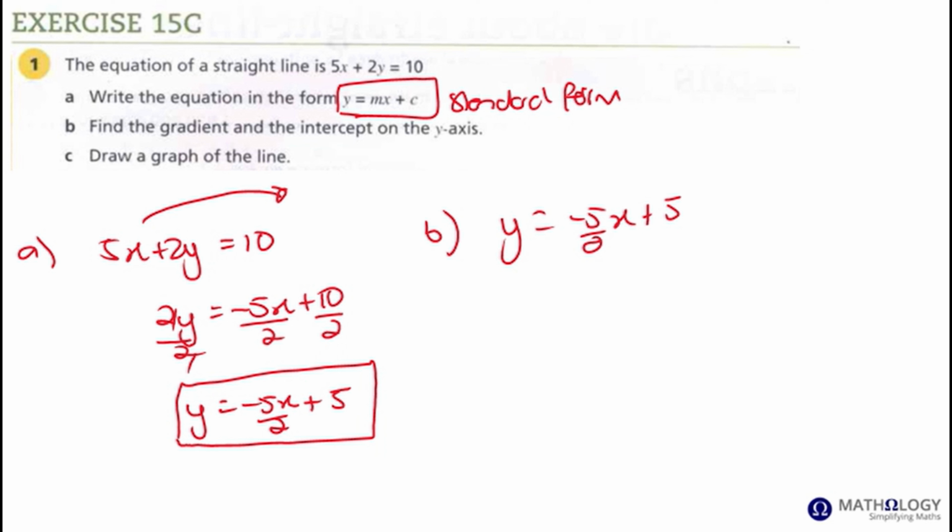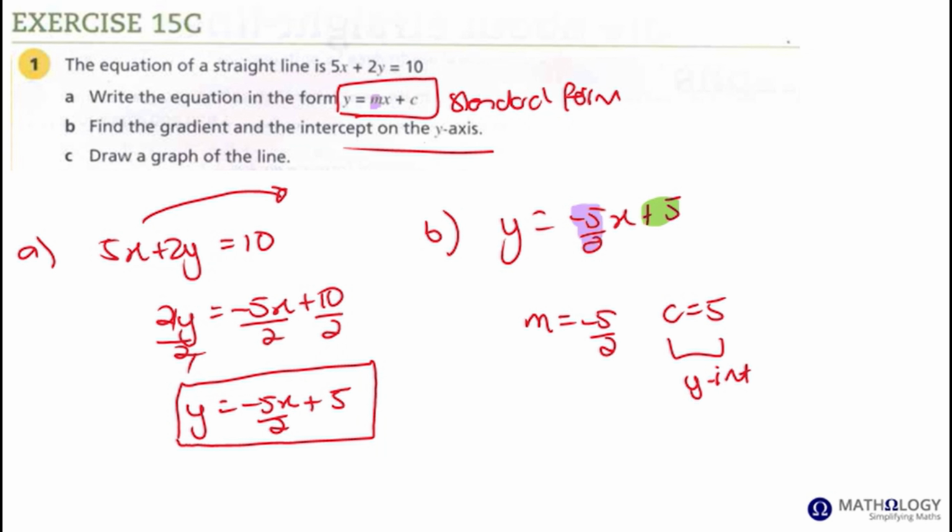The coefficient of x is minus 5 over 2, which is m, which is the gradient. So the gradient is minus 5 over 2. c is the constant term, which is plus 5. c equals 5, and this is your y-intercept. That's the cut on the intercept on the y-axis.